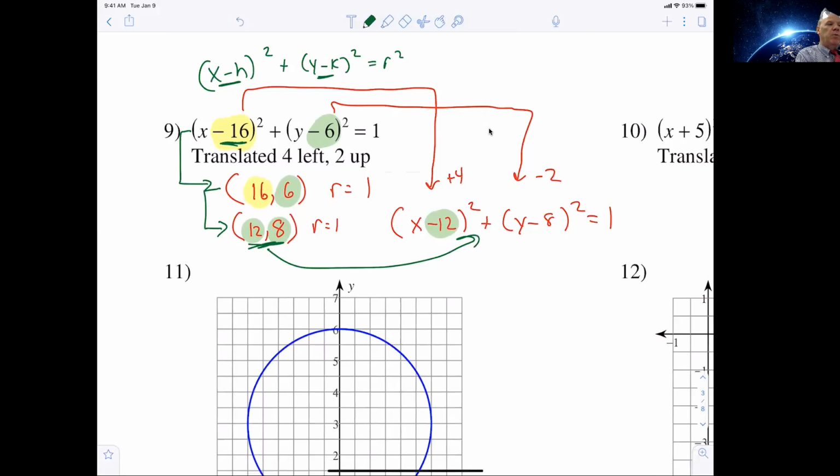All right, I prefer to just go from this step right here to the answer, understanding that it's always the opposite direction. So if I'm going to move it 4 to the left, I'm going to do what? Add 4. If I move it up 2, that means I'm going to do what? Subtract 2. All right, hopefully that made sense for everybody.